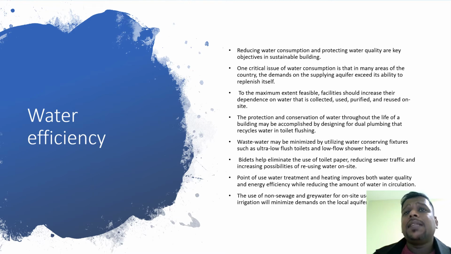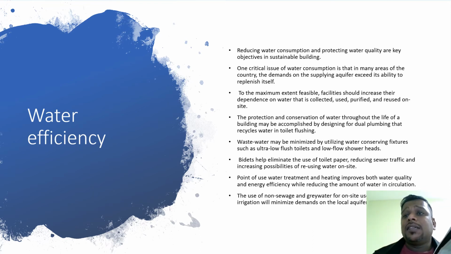The protection and conservation of water throughout the life of the building may be accomplished by designing dual plumbing that recycles water for toilet flushing. Wastewater may be minimized by utilizing water conserving features such as ultra low flush toilets and low flow shower heads. Bidets help eliminate the use of toilet paper, reducing the sewer traffic and increasing possibilities of reusing water on site. Point of use water treatment and heating improve both water quality and energy efficiency while reducing the amount of water in circulation.